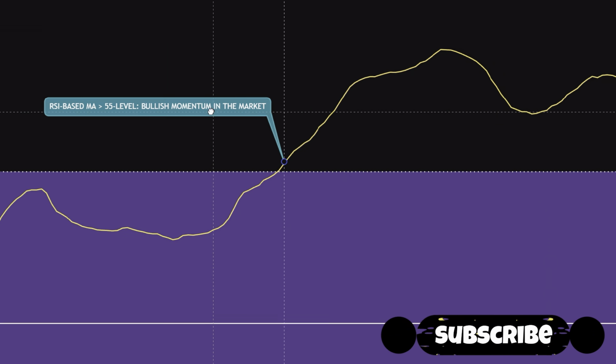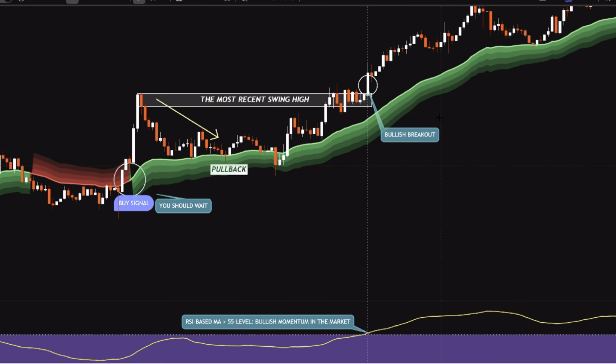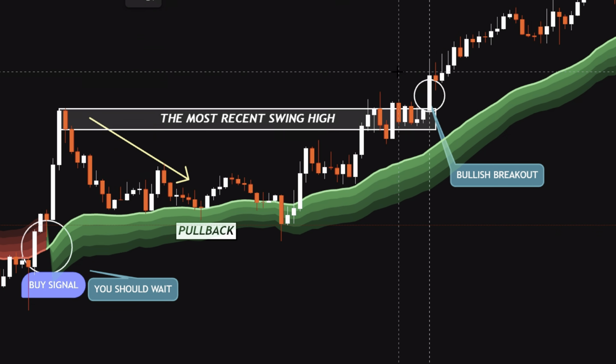That candle close becomes the trigger. Not the signal, not the color flip, the candle close. That's an important distinction.